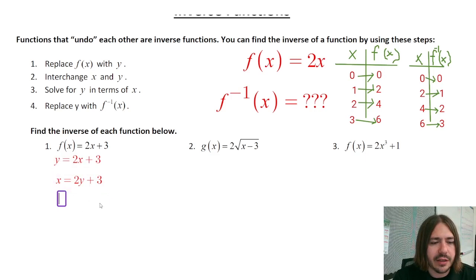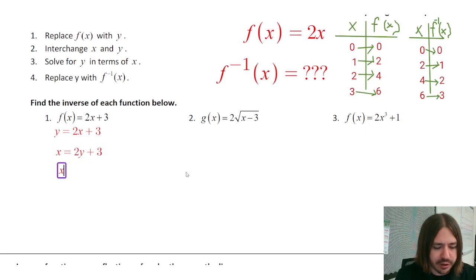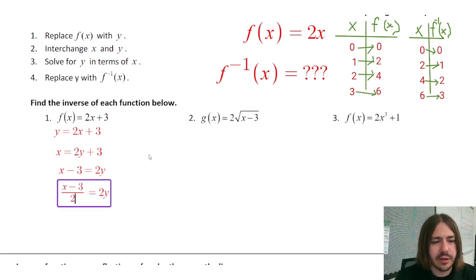So to do that, in this particular example, I'm going to subtract 3 from both sides. And then I'm going to divide everything by 2. All right, divide this side by 2, divide this side by 2. And then there we go. We've got the y isolated.